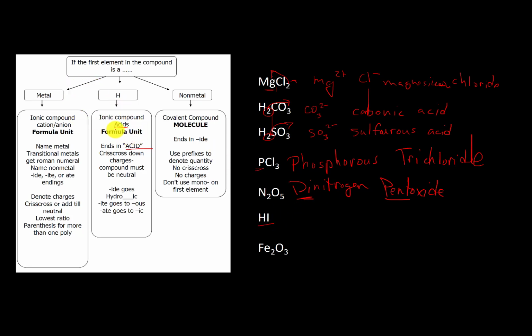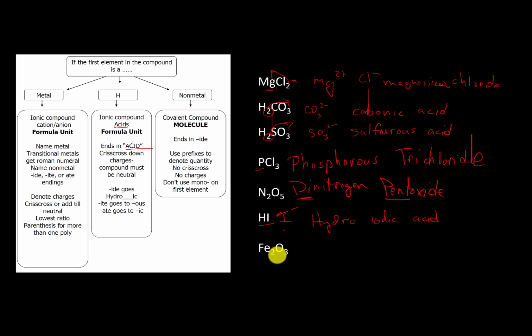Next one starts with an H. Oh, we must be talking about an acid, and it ends with an I. Okay, so let's break those out and figure out what the base anion is. It's I negative. That is called iodide. Okay, so it ends in ide, iodide. ide goes to hydro-blank-ic acid. So I'm going to call this hydroiodic acid.